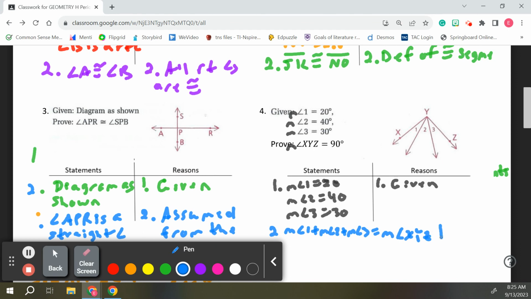And someone tell me why? What did I just do there? What property possibly? Yeah, we added up all the measurements. So what is that? Angle addition postulate. Very good.